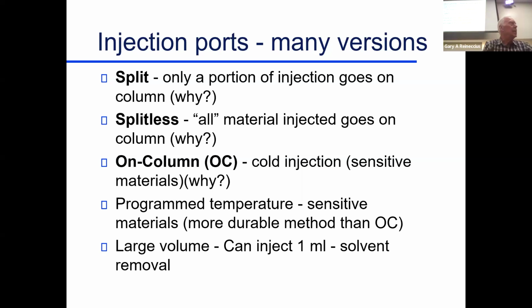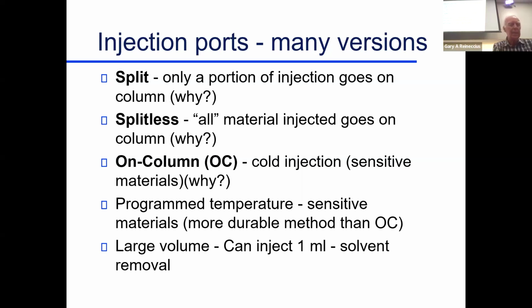If you're really looking at trace components, you're looking at parts per trillion or lower, then you start saying, okay, I really don't want to have some of my injection be split off and chucked. I want the whole thing to come down the system. And that's where we get a splitless injection. And so everything you put in the syringe and you inject, it goes on, and that'll show up later. So a little more detail on that. So split, only a portion goes on the column. Splitless, everything goes on the column.